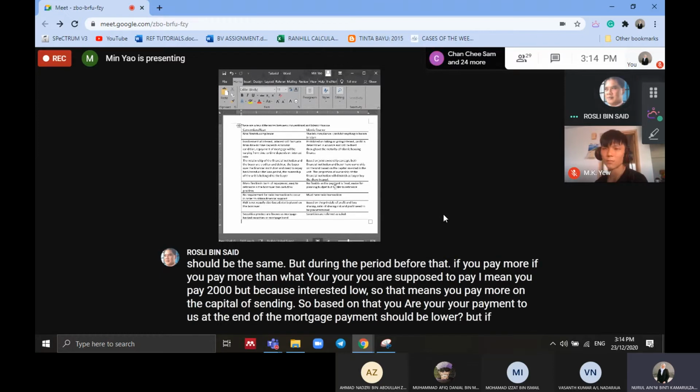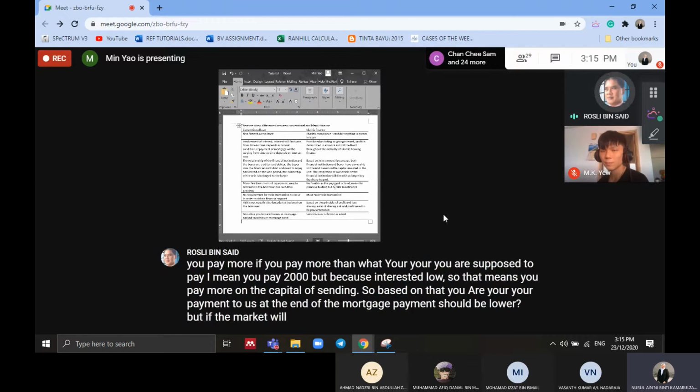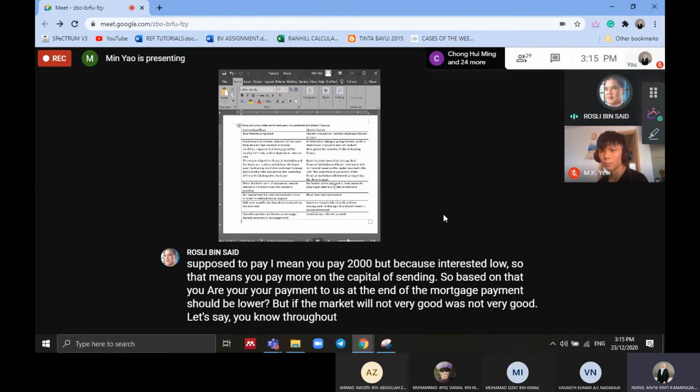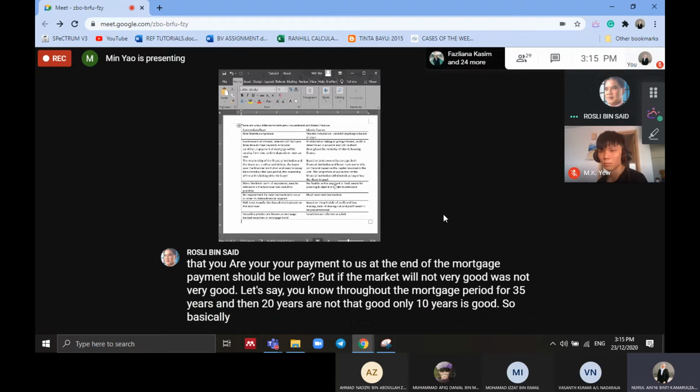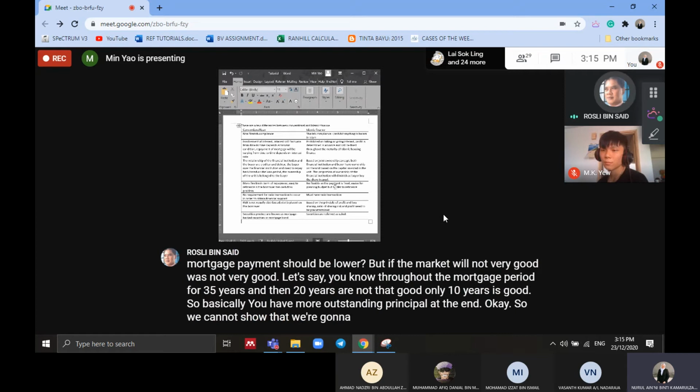But if the market was not very good throughout the mortgage period of 35 years, let's say 20 years are not that good and only 10 years are good, basically you have more outstanding principal at the end. So we cannot show that under fixed rate mortgage, under constant payment mortgage.